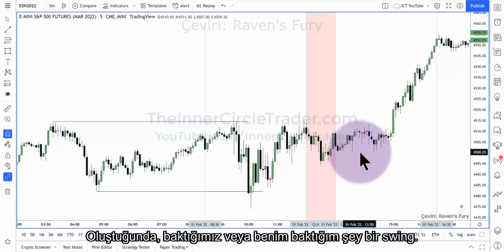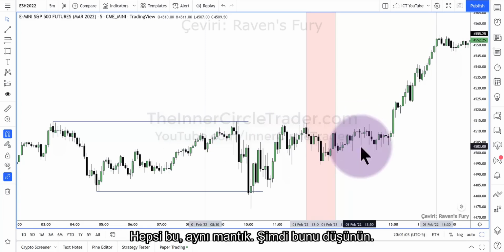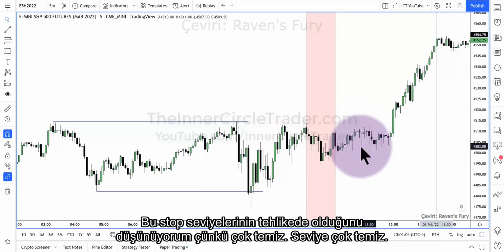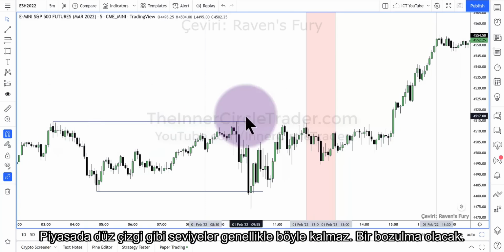So when that occurs, all I'm looking for is a swing high and a swing low. And then that same basis of looking for a stop hunt in the morning, like we described here, I'm looking for the same thing here. That's it, same thing. So now think about this. I'm thinking that these stops are in jeopardy because it's too clean. The level's too clean. Straight line edges in the market, they don't tend to stay like that. There's going to be a disruption.